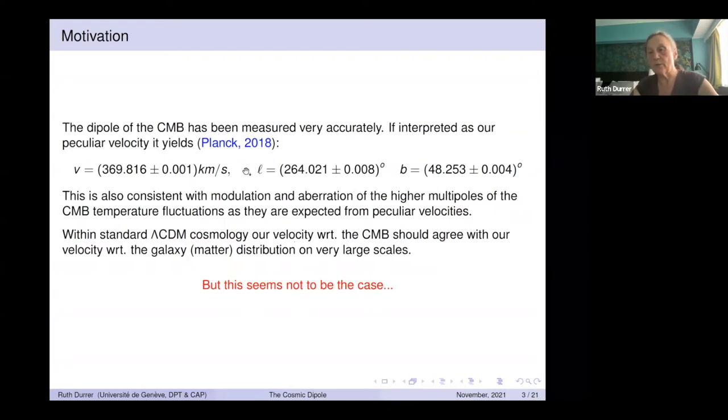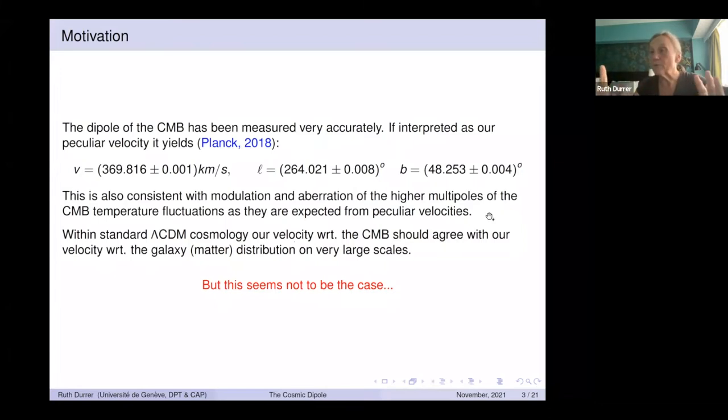Also, the directions of this dipole are very well known. This dipole is also consistent with the modulation and aberration of the higher multipoles of the CMB temperature fluctuation as measured by Planck. They have been measured with not quite 3 sigma significance, 2.8, I think, if I remember correctly, but they are consistent with this velocity.